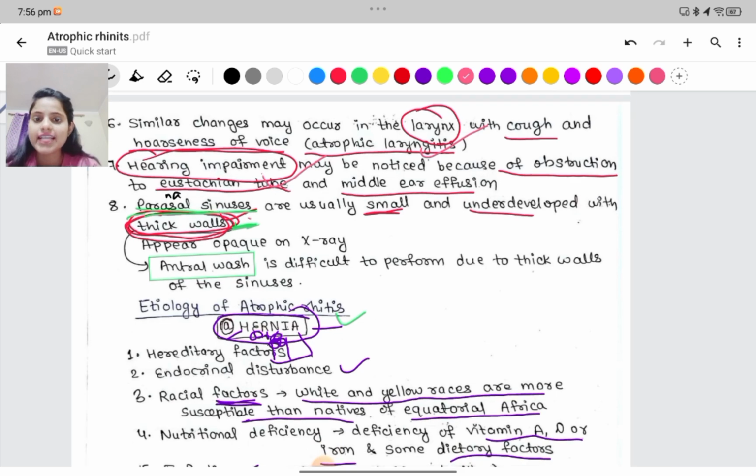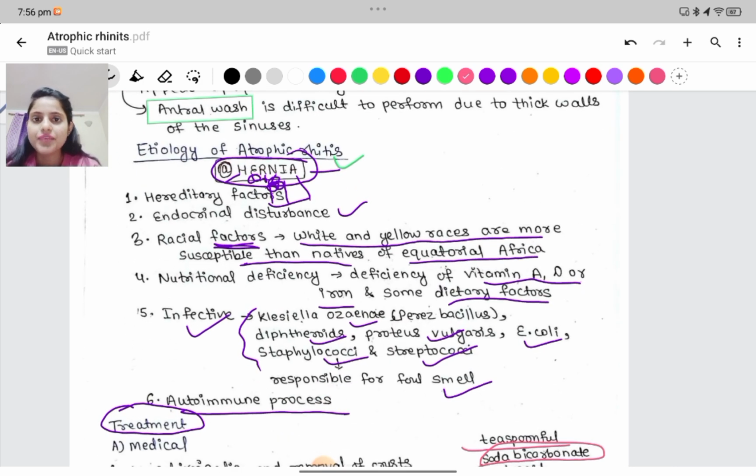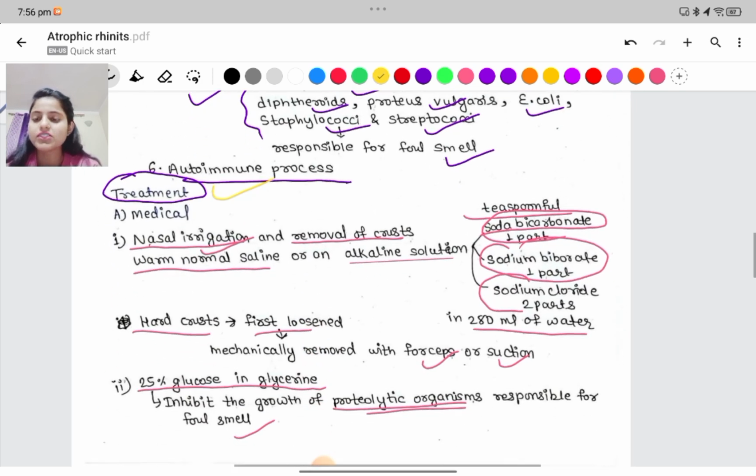Paranasal sinuses are usually small and underdeveloped with thick walls. Due to thick walls, antral washout will be difficult to perform. On etiology, we have the mnemonic HERNIA. For the etiology of atrophic rhinitis: hereditary factors, endocrinal factors, racial factors, nutritional deficiency, infective, and the autoimmune process. For the treatment, we have medical treatment and surgical treatment.